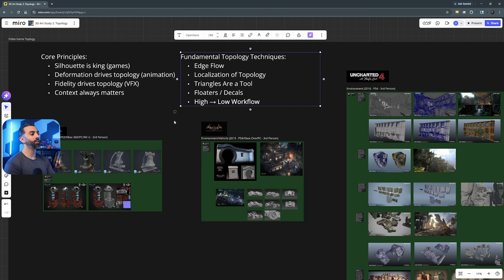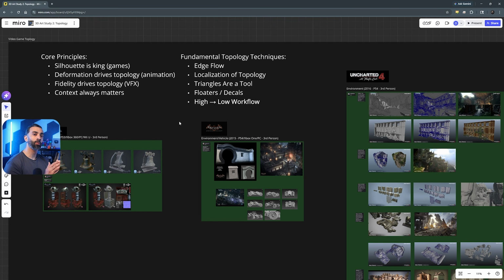So I've just added this here, and we're going to talk about these fundamental topology techniques. So keep this in mind as we review each one of these assets. We're going to look at edge flow, localizing topology, how to utilize triangles as a tool, floaters, decals, and even trim sheets, and a high to low poly workflow. So with all of that context in mind, let's look at how these show up in specific games.